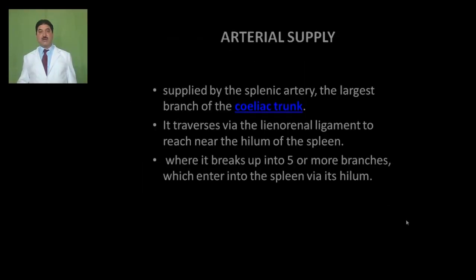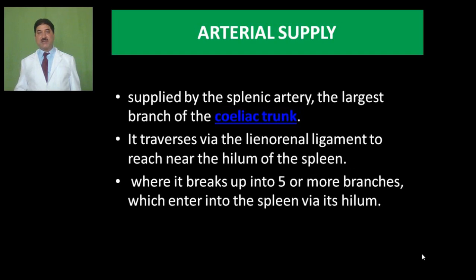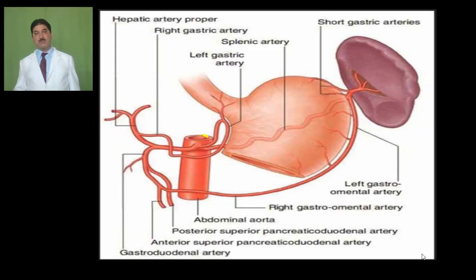So as shown in this diagram, origin of the splenic artery from celiac trunk. It reaches the hilum of the spleen, divides into many branches which supply the spleen. In addition to spleen, this vessel also supplies the stomach through short gastric arteries and left gastroepiploic artery, which is also called left gastroomental artery.